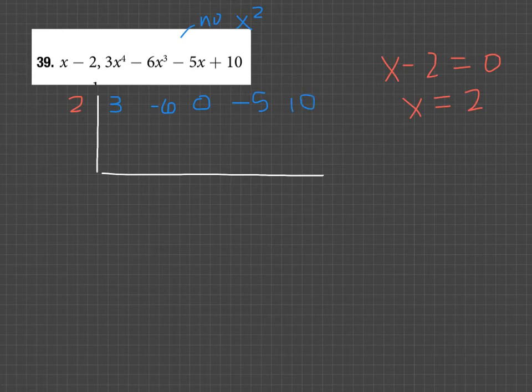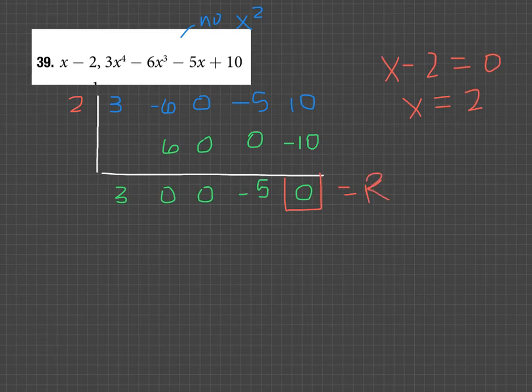Okay, let's go through the steps in the synthetic division. So bring down that 3, multiply the 3 by the 2 and get 6. Add down, -6 plus 6, we get 0. Multiply 0 times 2, we get 0. Add down, 0 plus 0, we get 0. And now we multiply 0 times 2, we get 0. Add down, we get -5. And -5 times 2, we get a -10. And then add down, this time we do get 0. So that is the remainder. Use uppercase R to stand for the remainder.